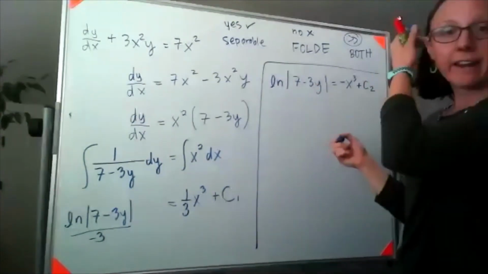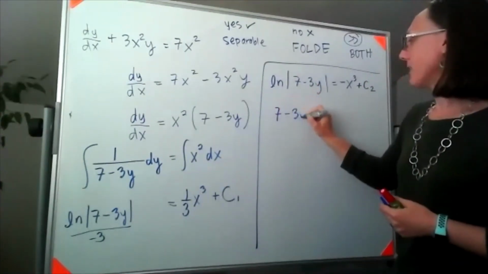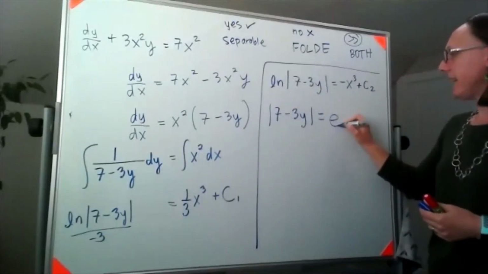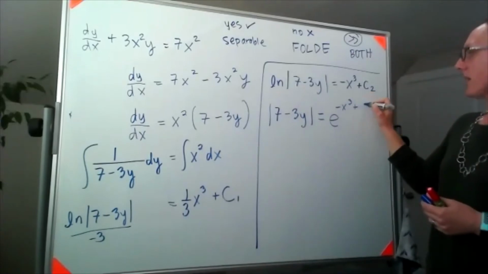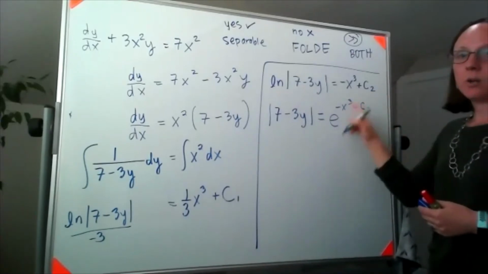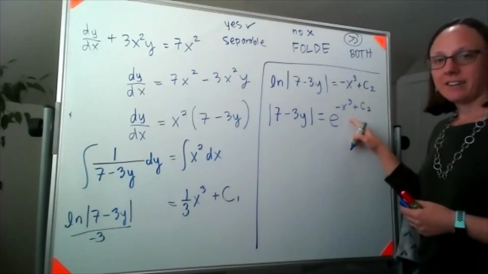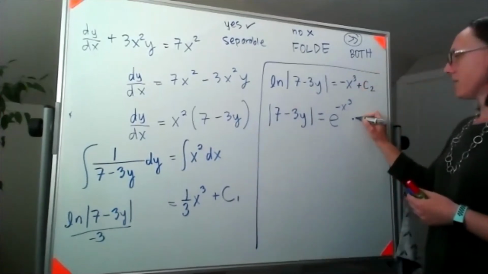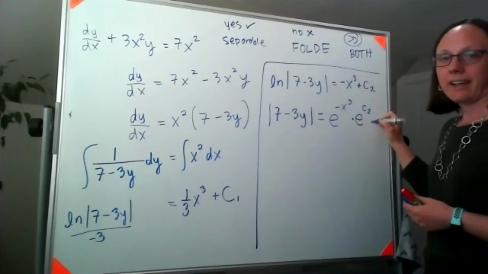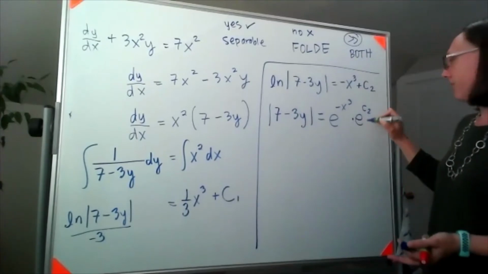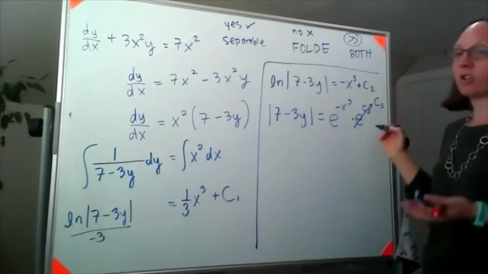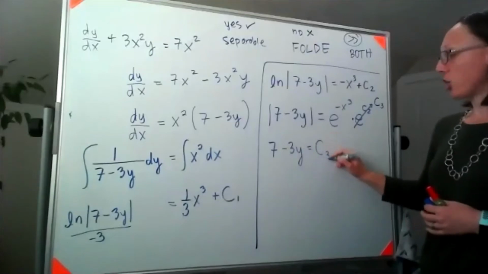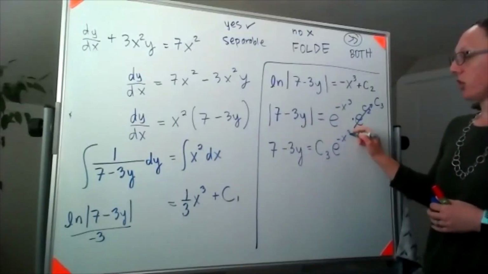Next, I'm going to get rid of that natural log and say 7 minus 3y, absolute value, is equal to e to the negative x cubed plus c2. Or we can again work our magic that this is equivalent to e to the negative x cubed times e to the c2. And e raised to a number is still a number. So I would call that a new C3. So I'd have 7 minus 3y is equal to C3 e to the negative x cubed.